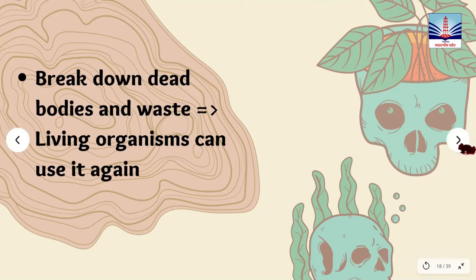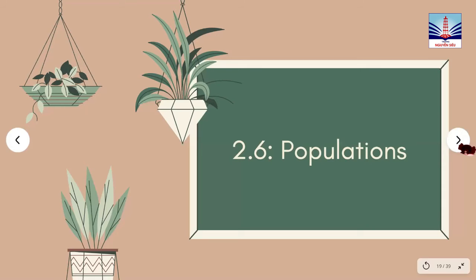Okay. So the next unit chapter we're going to talk about is populations. So what is a population? A population is being in the same place at the same time.